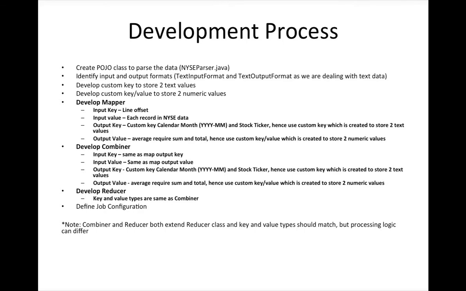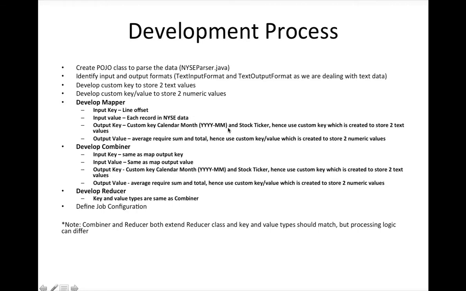As I have explained earlier, average is not directly additive, so you have to have different logic in the combiner and different logic in the reducer. For that, we need a composite value which has multiple fields. In this case, those two fields are the volume and the number 1 for each and every record. So for that, we will be using LongPair, which can store 2 numeric values. Okay, so let's start with that.